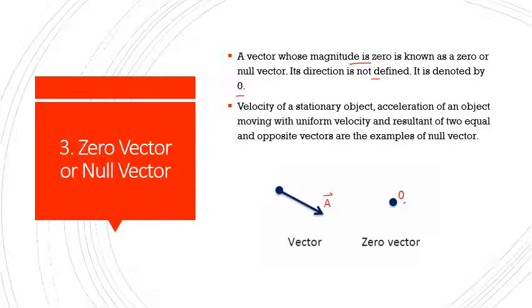Velocity of a stationary object, acceleration of an object moving with uniform velocity, and the resultant of two equal and opposite vectors are the examples of a null vector. Is that clear? I repeat, velocity of a stationary object. Whenever the object is in a stationary position, you will get a zero vector. Or acceleration of an object moving with uniform velocity, where you will get a zero vector. And the resultant of two equal and opposite vectors, with the same magnitude.